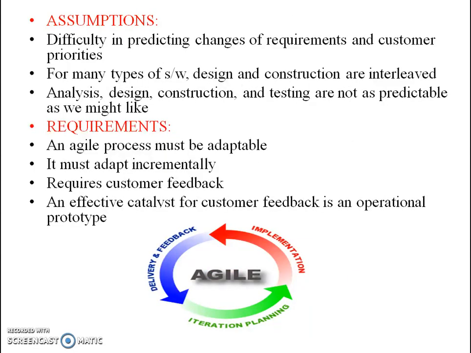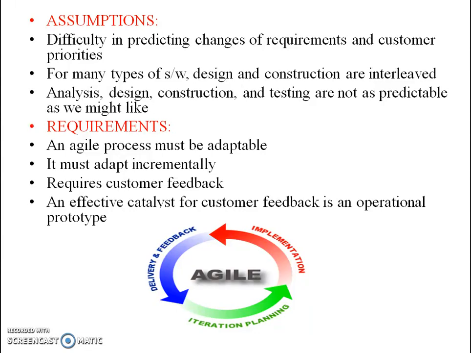So here are few of the assumptions that the Agile model takes. So it assumes that there is a difficulty in predicting changing of requirements and customer priorities. And it also assumes that for many software development, the design and construction are interleaved. That means at a particular stage of the development of a software, few more requirements are added, or at the end stage of the product development, few more requirements are added. That means the requirements are interleaved, which creates a huge loss. And it also assumes that the final product after construction might not be as predictable as we like.